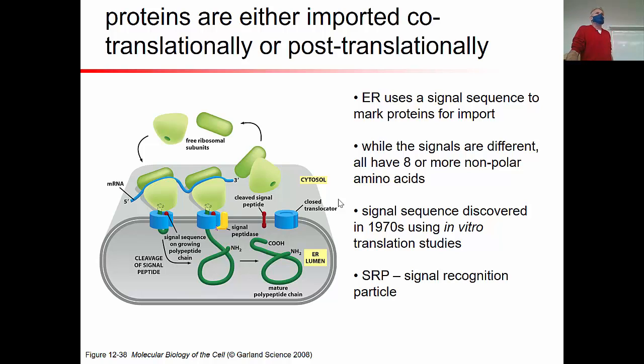This is it in a little bit more detail, but not a lot more detail. Again, the signal is these nonpolar amino acids. The signal sequence was discovered using in vitro translation studies, meaning what they actually utilized was those isolated microsomes from the rough endoplasmic reticulum. Then, similar to what we did with the nucleus, we can add or modify the signal and see if those proteins end up in the endoplasmic reticulum.